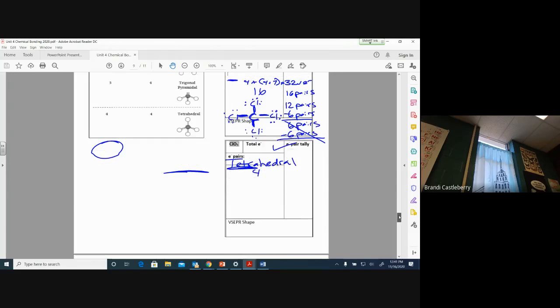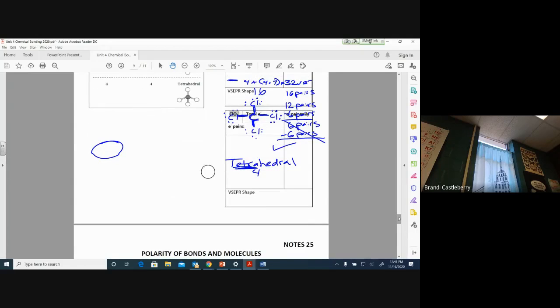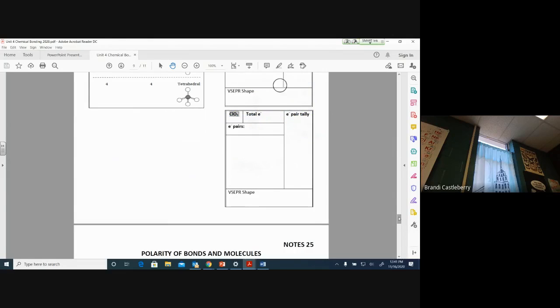All right, last one. All right, last one is 1 chlorine and 3 oxygens. Chlorine has 7 valence electrons. Oxygen has 6, but there's 3 of them. So 3 times 6. 3 times 6 is 18. 18 plus 7 is 25. But it says it's negative.